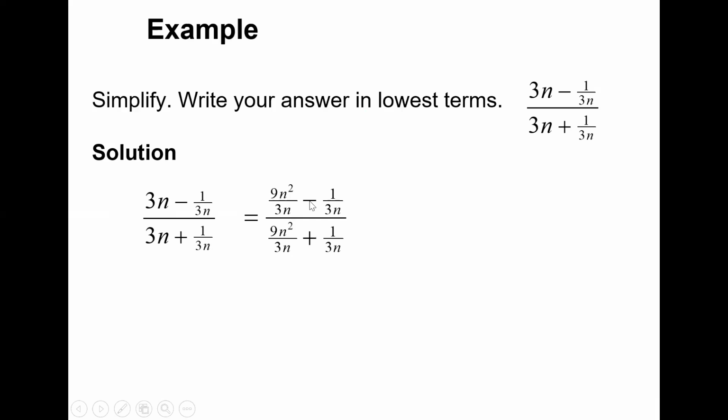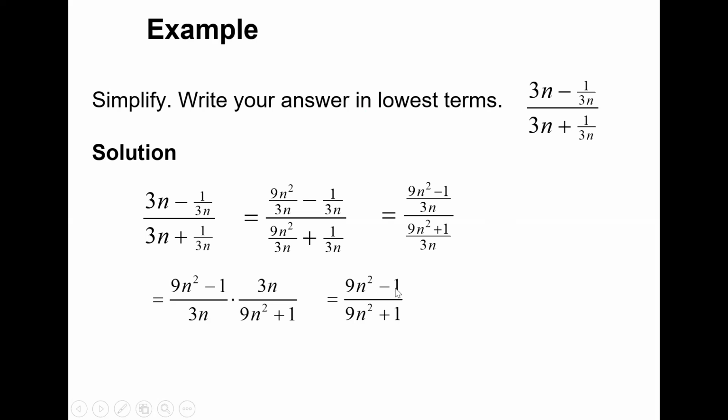Now we have a 9n squared minus 1 over 3n. And then the denominator will have a 9n squared plus 1 over 3n. Then we're going to multiply by the reciprocal. So we're going to multiply by 3n over 9n squared plus 1. And so that's what we do here. Now our 3n's cancel, and we get 9n squared minus 1 over 9n squared plus 1.